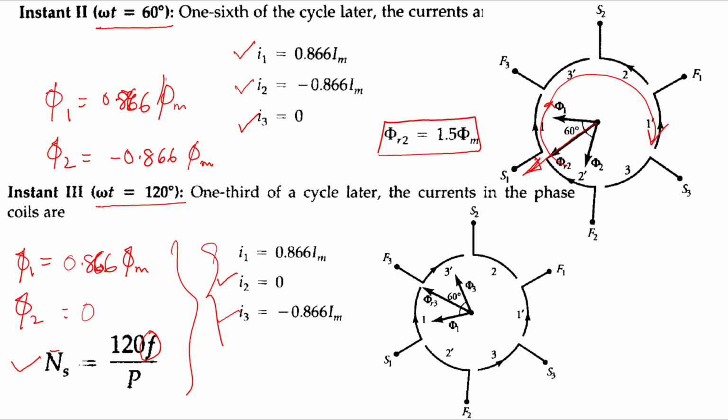The flux magnitude is 3/2 Φm, that is 1.5 Φm. Okay. Up to this, I hope everything is clear. Now the question is, what will happen when we start a synchronous motor?